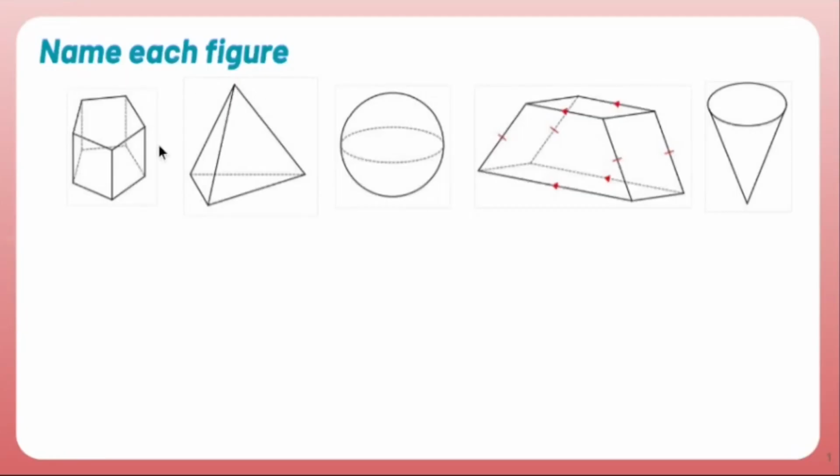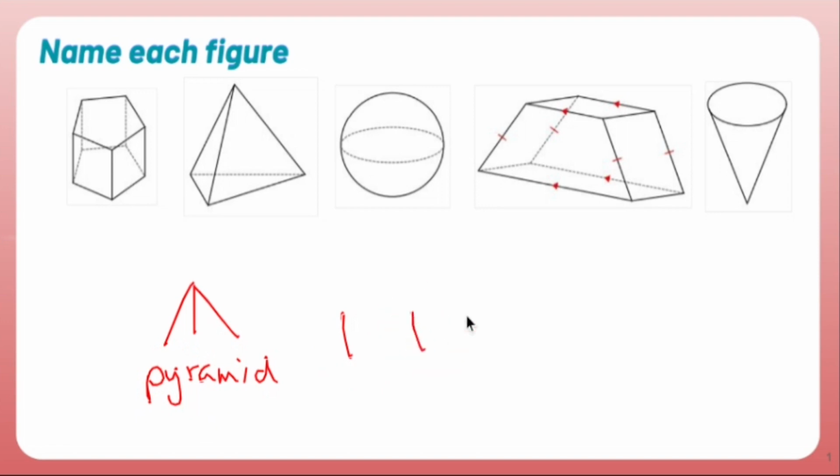Name each figure. We have 5 shapes, and not only are they shapes, they're solids. They're 3D shapes, 3 dimensions. So I have to name each of them. There's several types, but I think we're going to look at 3 main types here. If they end up in a point at the very top, imagine that's a 3D shape. It's a pyramid of some type.